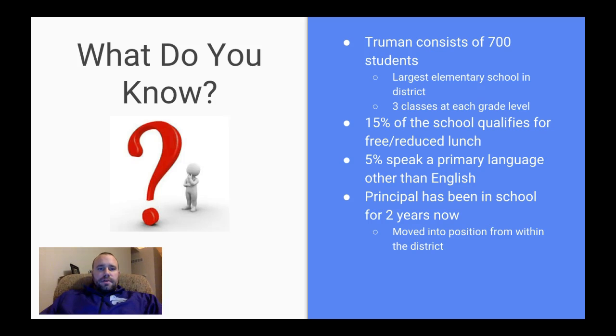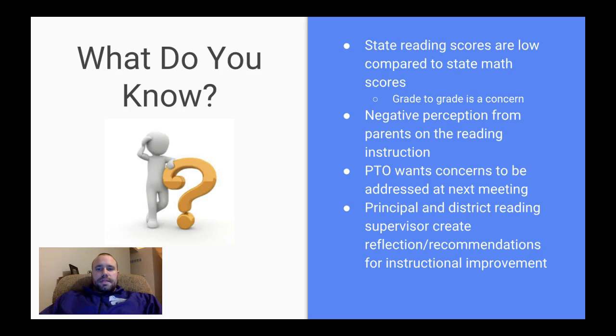It asks us to identify what do you know, and from this case study we can identify that Truman consists of 700 students. It is the largest elementary school in the district with about 3 classes at each grade level. 15% of the school qualifies for the free and reduced lunch. 5% of the school speaks a primary language other than English. And the principal has now been at the school for 2 years and has moved into this position from within the district. We also know that the state reading scores are low compared to the state math scores. Grade is also a concern, the gaps between those.